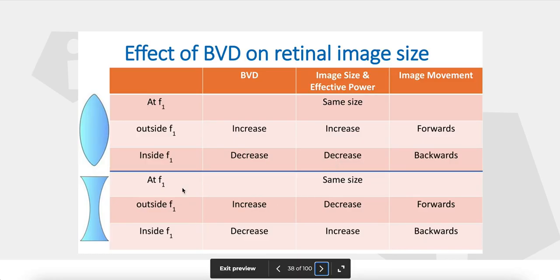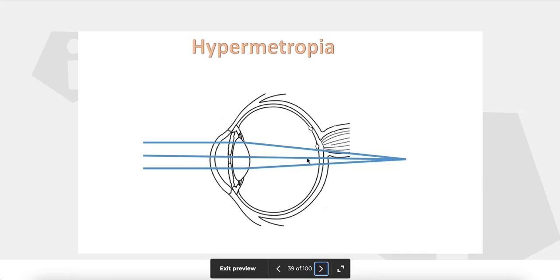The reverse goes with the minus lens. If we are away from the F1, or increasing the back vertex distance, this will result in a decrease in the image size. But what happens if a myope pushes the glasses toward his eyes, decreasing the back vertex distance? The image size will increase. So he will gain a magnifying effect. And this is the explanation optically.